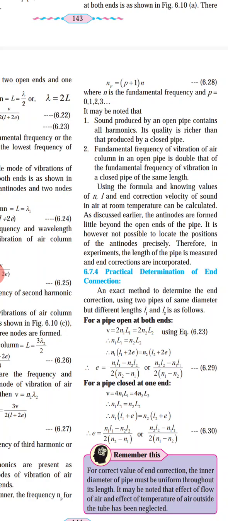And for a pipe closed at one end, V is equal to 4 N1 L1, which is equal to 4 N2 L2, where 4 will get cancelled out, so N1 L1 is equal to N2 L2. So N1 into L1 plus E and N2 into L2 plus E. By using these mathematical operations, you can calculate this value, which is equal to N2 L2 minus N1 L1 upon N1 minus N2. In this way, you can see these are the end corrections.